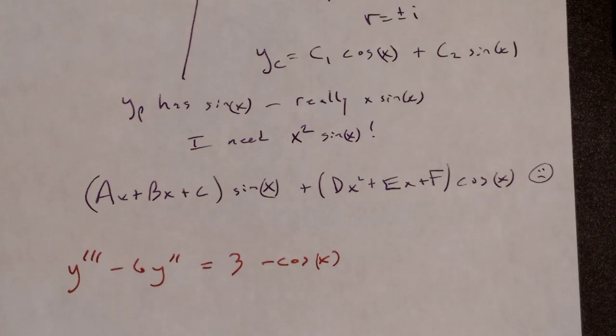Here's a non-homogeneous equation. Only this one's order 3. Big deal. Same exact process. Solve the corresponding homogeneous one, and let's figure out what our particular solution's form is.